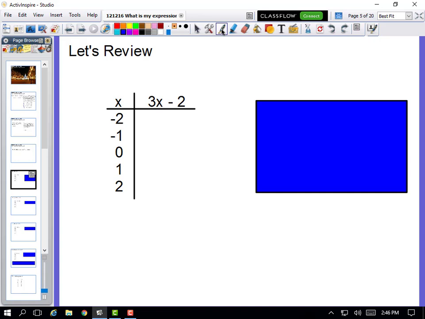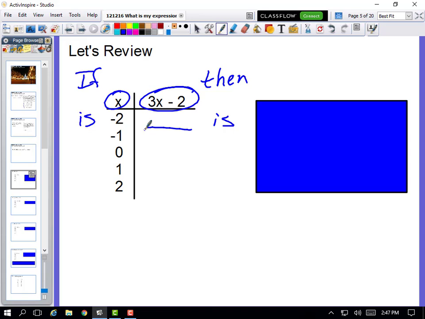Then we had an expression where I gave you multiple values to evaluate with a single expression. Okay, and we organized our information in a T-chart. So this T-chart, if you remember correctly, it talks. It says something. Okay, so let's see if we can review what it says, and then we'll talk about how to solve this. This T-chart here says if x is negative 2, then 3x minus 2 is what?